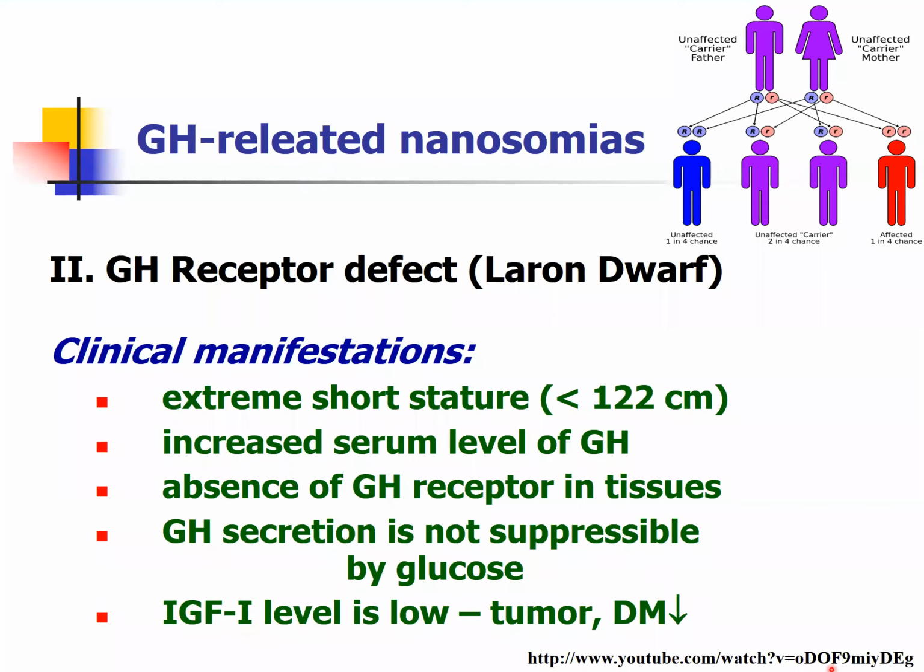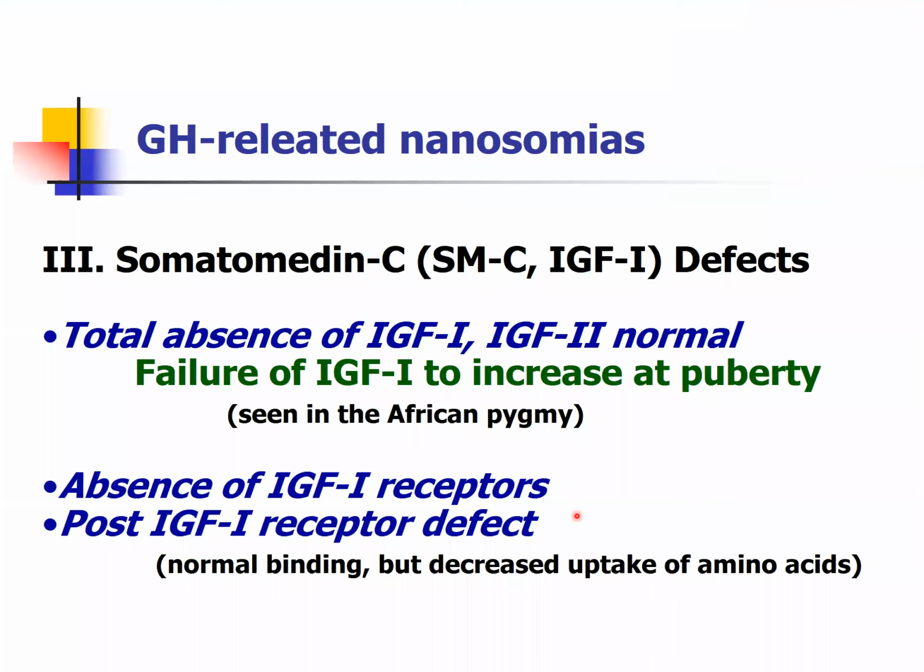Now, in this population that you can look at in this video, the incidence of tumor or diabetes mellitus is almost none, a very, very rare situation. So it looks like the tumorigenesis or the diabetes could be connected to the growth hormone secretion or the growth hormone effect.